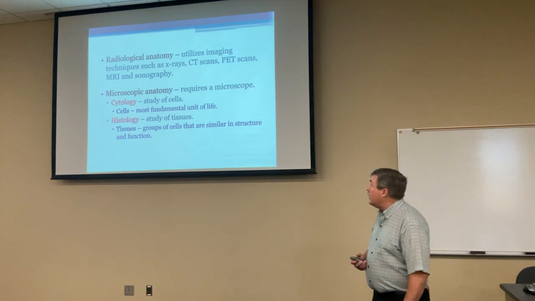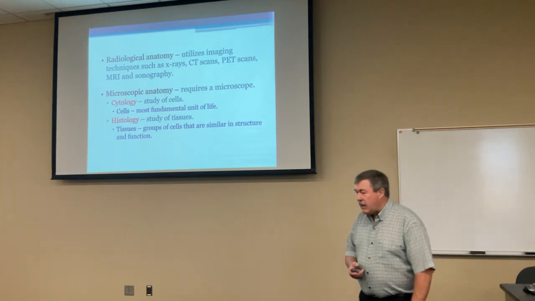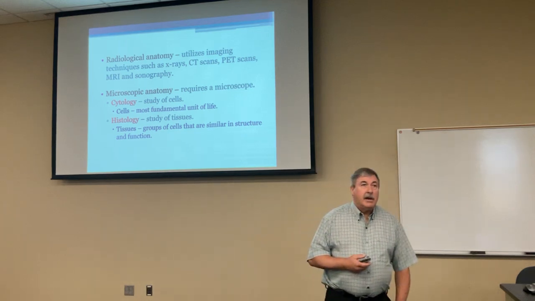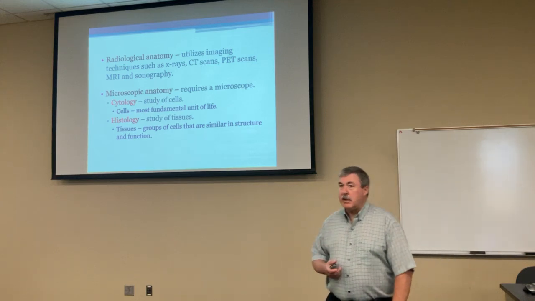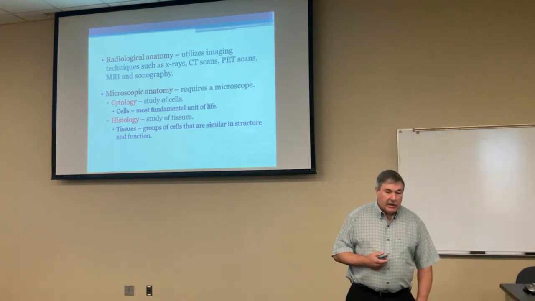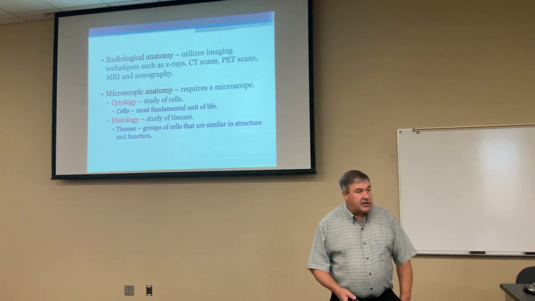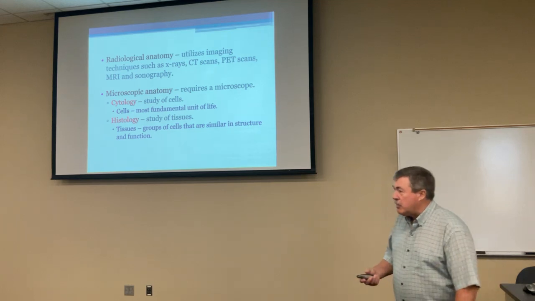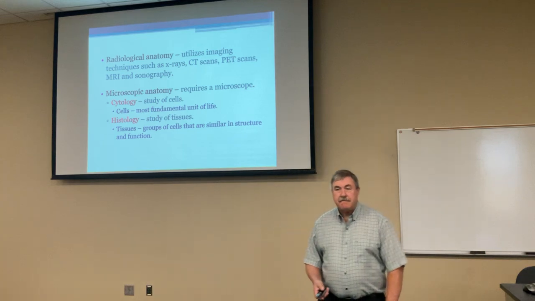Then finally, the last approach to the study of human anatomy and physiology, which is one of the newer approaches, is microscopic anatomy. And microscopic anatomy didn't come into use until about the middle of the 1700s, because microscopic anatomy requires the use of a microscope to see structures of the human body that are too small to be seen with the naked eye.